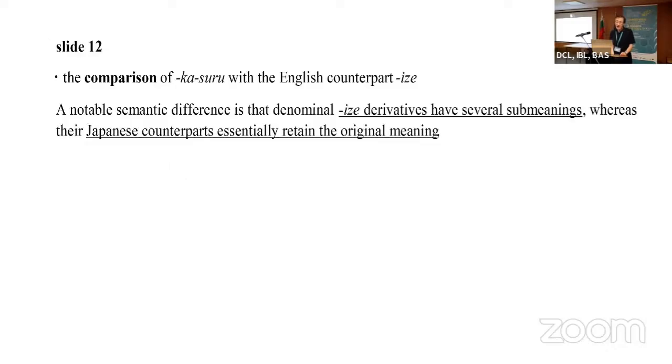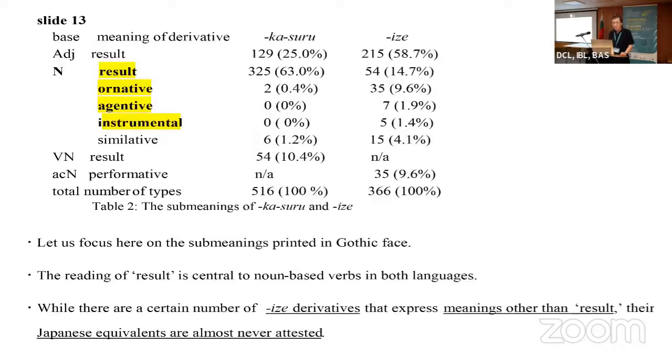Let's now compare Kasuru with the English counterpart -ize. A notable semantic difference is that the nominal -ize derivatives have several sub-meanings, whereas their Japanese counterparts especially retain the original meaning. Table 2 shows the result of our research into semantics of Kasuru verbs and -ize verbs. So let us focus here on the sub-meanings printed in Gothic phase.